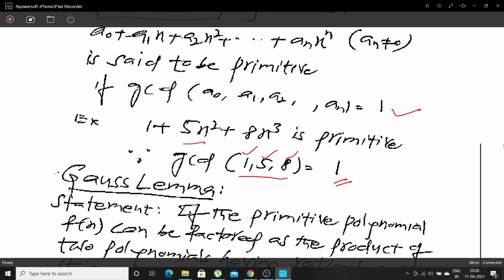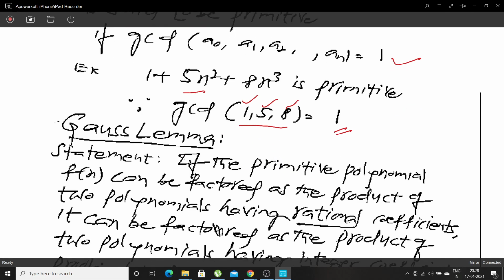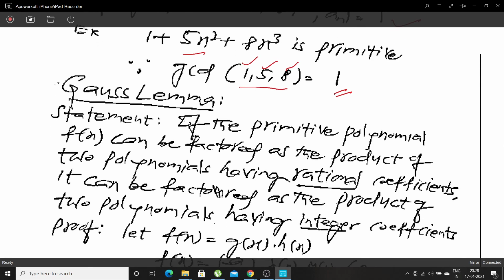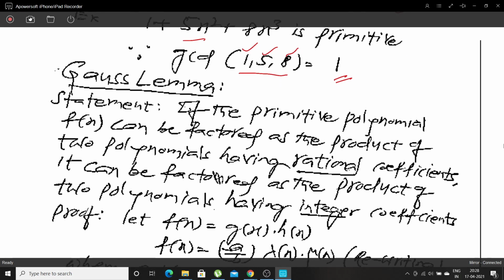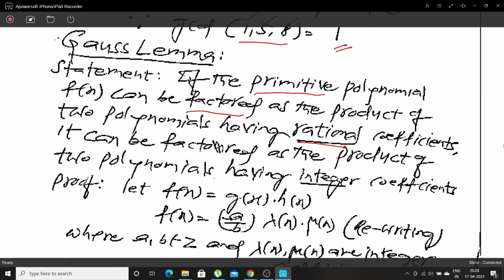Okay. Now, one important lemma. We call this lemma the Gauss lemma. The statement is like this. If the primitive polynomial, meaning the GCD of the coefficients is 1, that is f of x, can be factored as the product of two polynomials having rational coefficients, it can be factored as the product of two polynomials having integer coefficients.